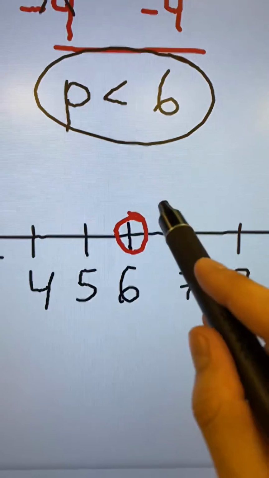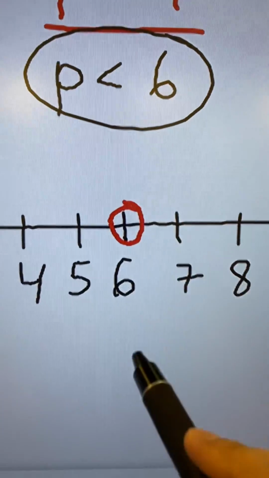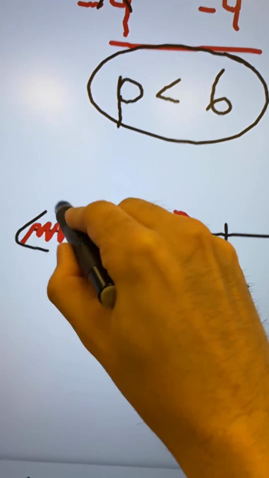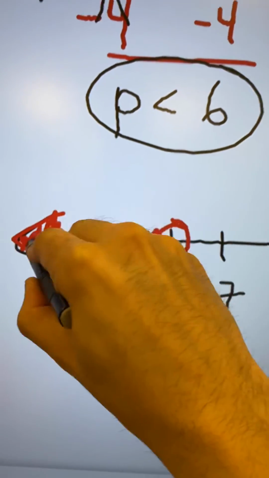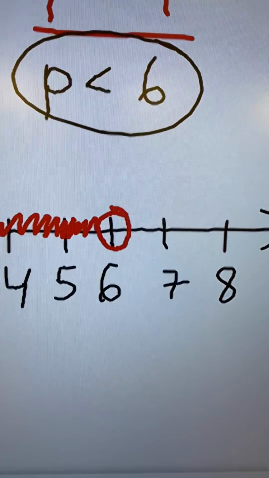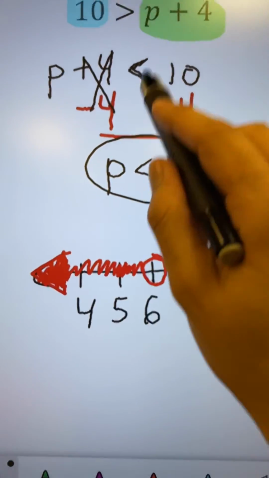And then I'm going to shade numbers that are less than 6. Numbers less than 6 will always be in this direction. So less than will be going this way. And I put a solid arrow on the end to indicate it keeps going on forever. So any number I pick less than 6 will work. And this is the solution set for this inequality up here.